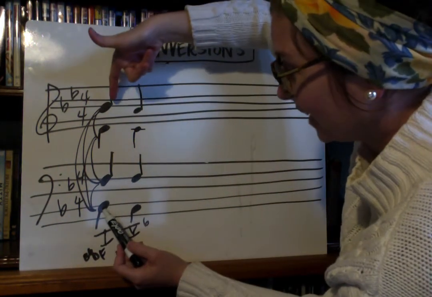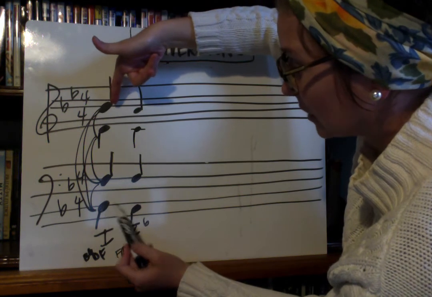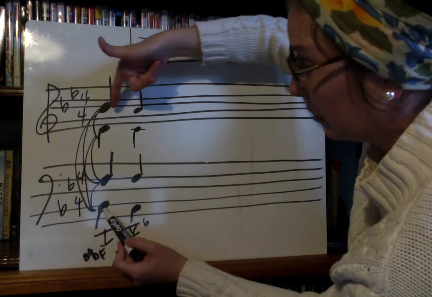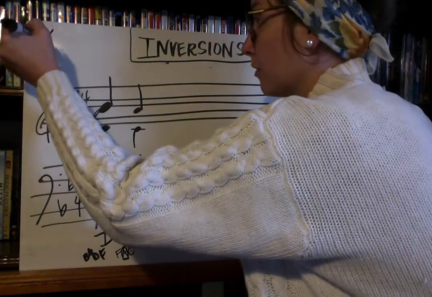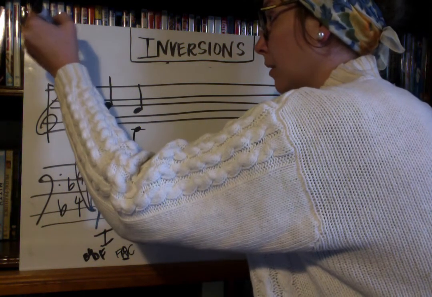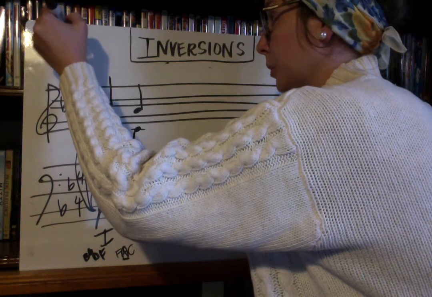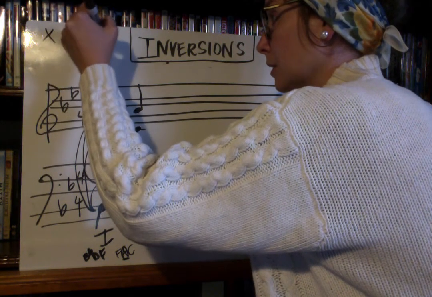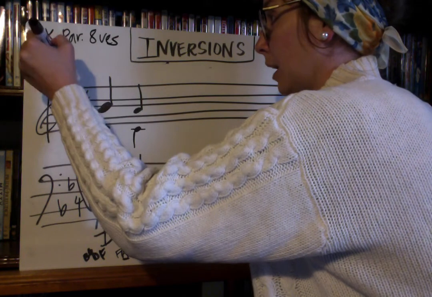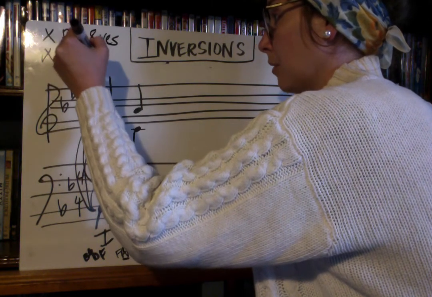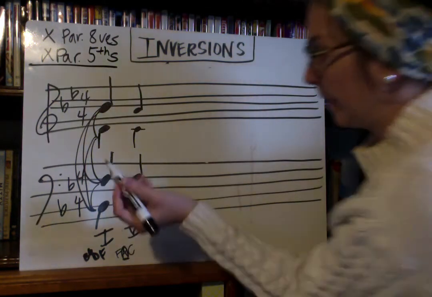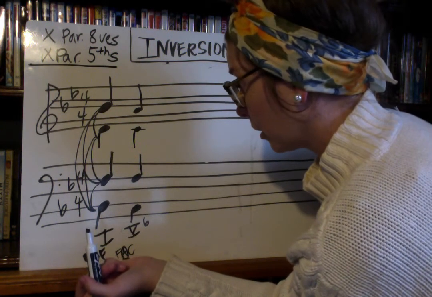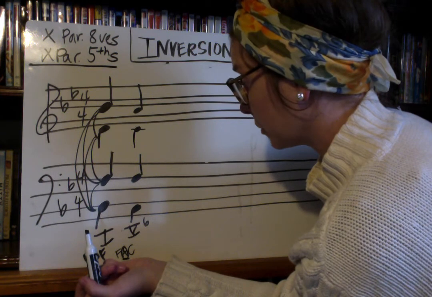So, right here, basses to sopranos, I have parallel octaves. B flat going to A. I cannot have that, okay? You cannot have parallel octaves, and you cannot have parallel fifths. Cannot. No, no, no, no, no. So, we have to change it up. We're going to do something different.